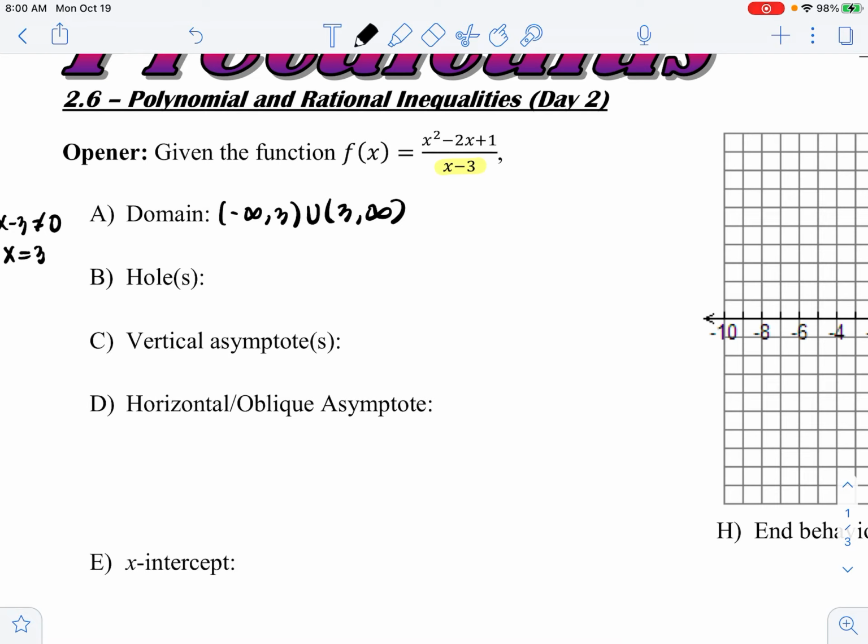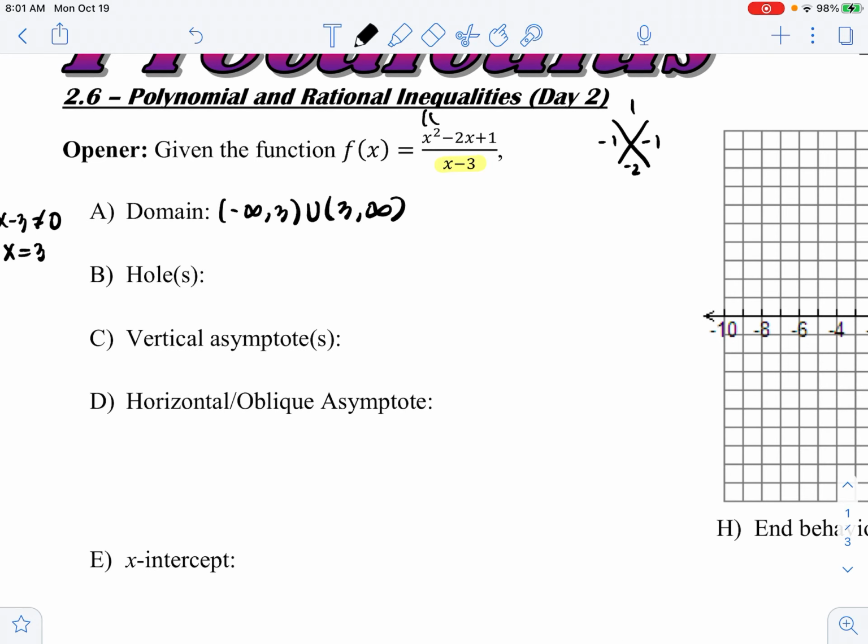All right, next I'm going to check to see if there are any holes. So remember, if there are holes in the graph, there's going to be a common factor from numerator to denominator that would cancel out or simplify to 1. So my numerator is factorable. It factors to two numbers that multiply to give me 1 and add to give me negative 2, or negative 1 and negative 1. So what you're going to get is an x minus 1 and an x minus 1, and nothing's going to cancel out. So therefore, there are no holes. Vertical asymptotes at the denominator equal to 0 and solve. I have x equals 3.